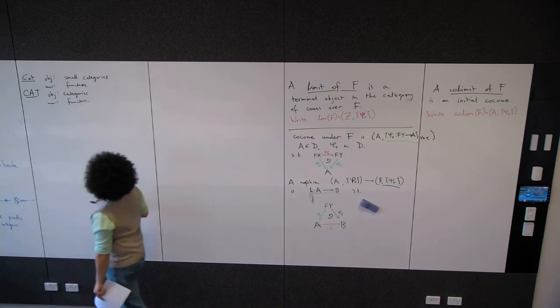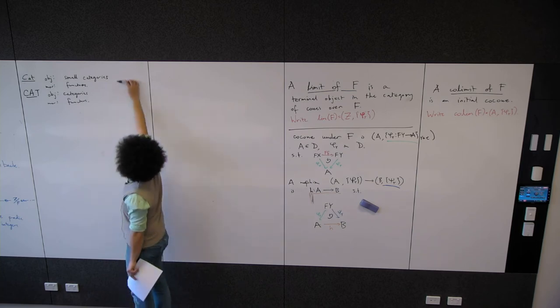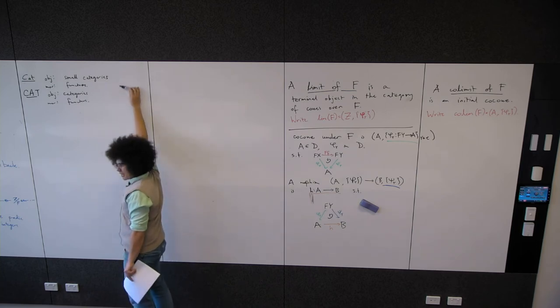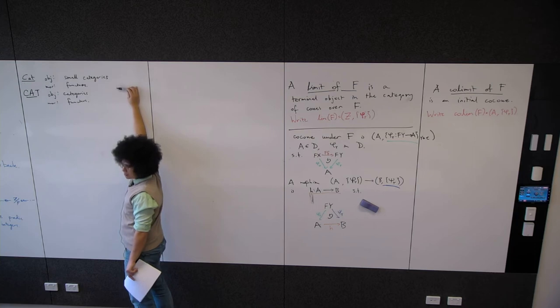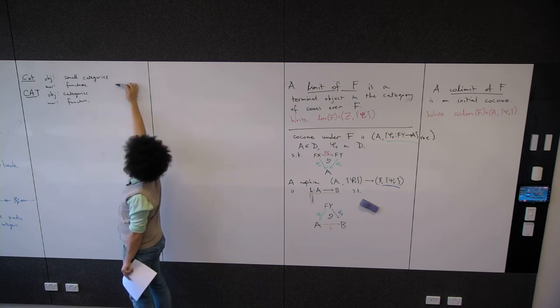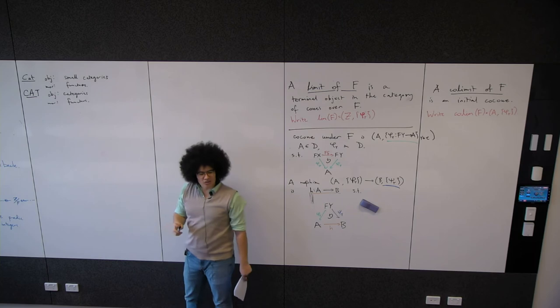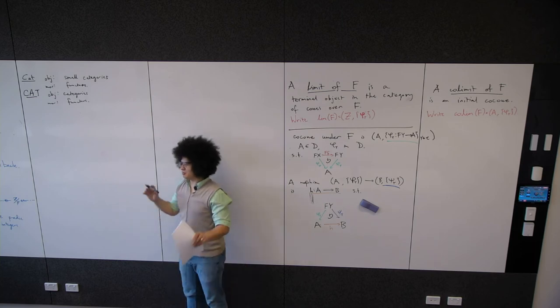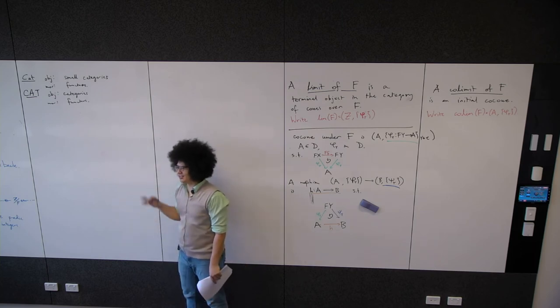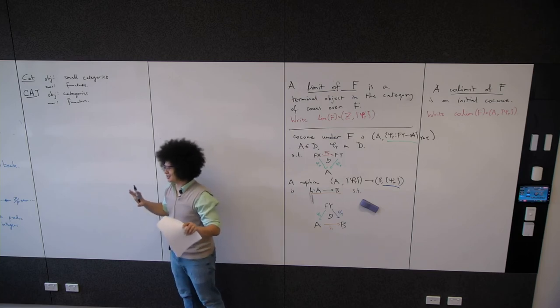The reason is because in this top case, the thing that we get back is locally small. That is, it's what we usually think of as a category. The collection of morphisms between any two of the categories is a set. And in this case, we don't have that. Most people wouldn't say that's not a category, but category theorists would say it's not a locally small category.